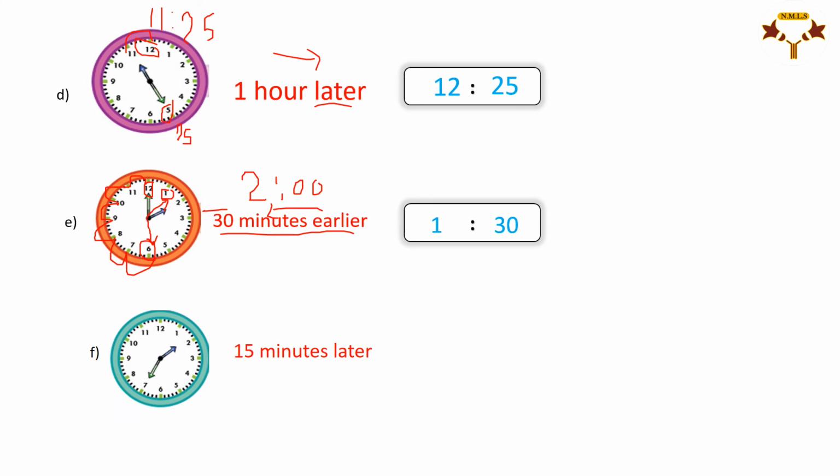Number F. Here we have the short hand between 1 and 2. We will take the smallest, then we will take 1, okay? In hours. And the long hand at 7. At 7 means 35 minutes. If I want the time after 15 minutes, okay, later means go forward, we will go 3 steps.